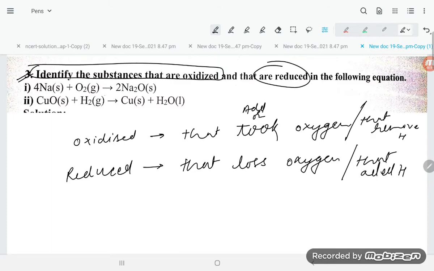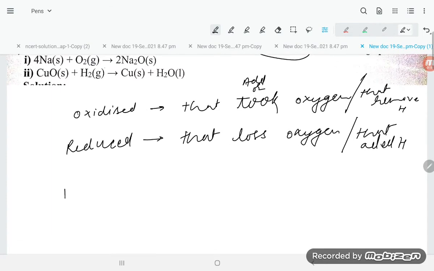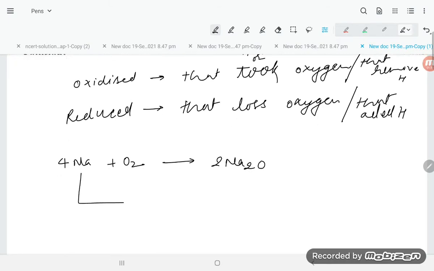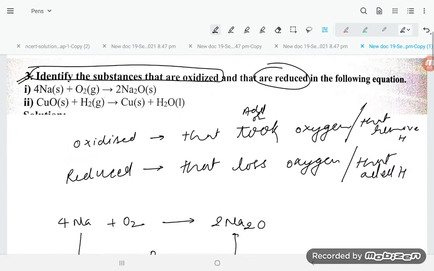Now you see the equations here. What is the equation? Here 4Na is there, and oxygen is there, and they are saying 2Na2O. See, from sodium to sodium oxide, sodium is oxidized. Sodium is what, students? Sodium is oxidized. So in the first equation, sodium is getting oxidized as oxygen is getting added.